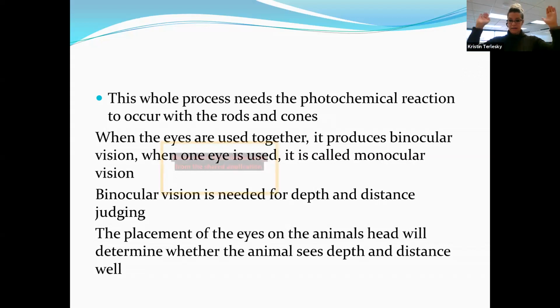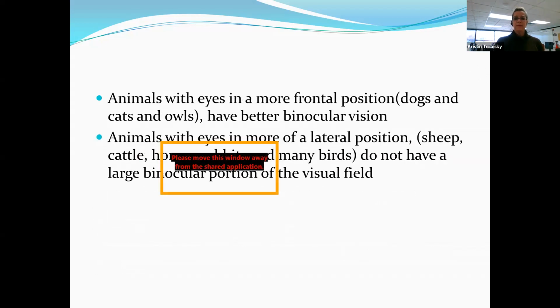Binocular, depth and distance. And again, the placement of the eyes on the animal's head is going to determine whether they see depth and distance very well. Animals with that more frontal position have binocular vision, a little bit better vision. Animals with lateral eyes do not have that binocular vision, which is why the horse has blind spots directly in the front and directly behind, because their eyes aren't working together.